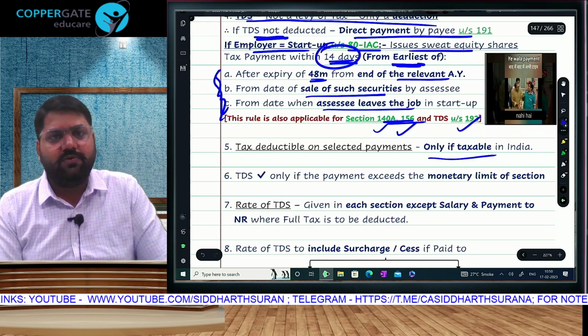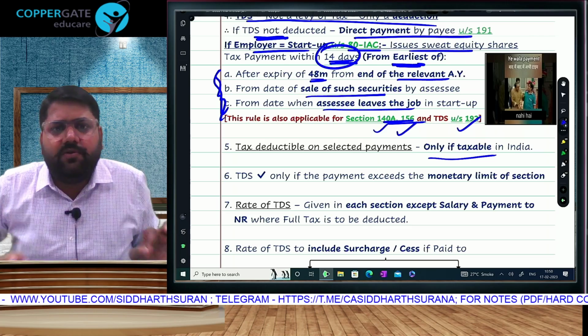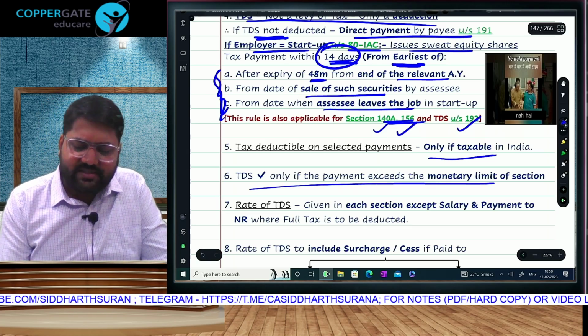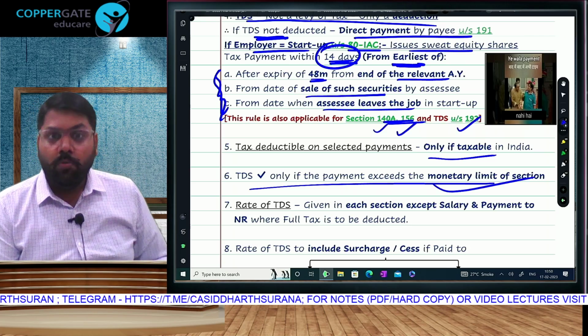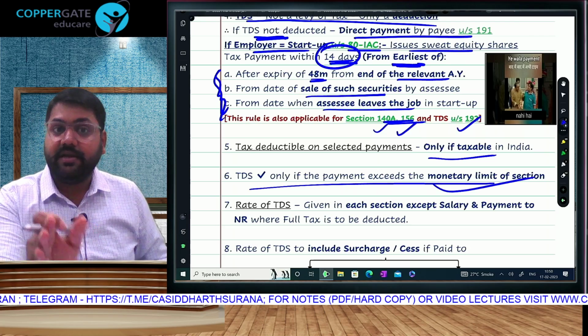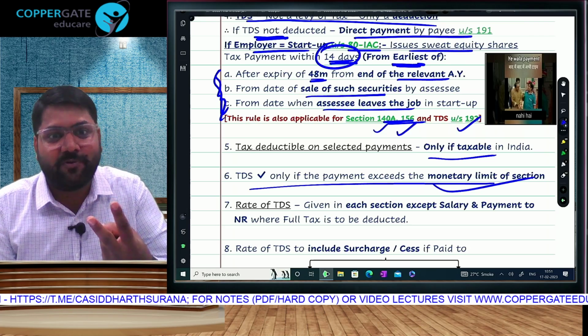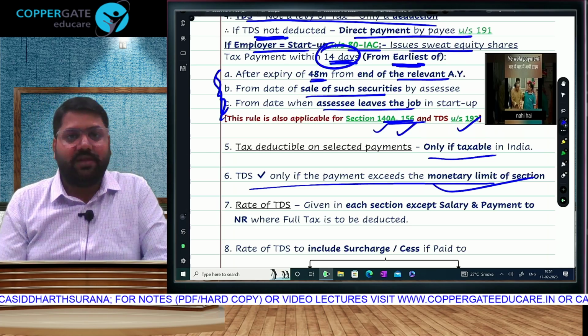Obviously, TDS will apply only if the income is taxable in India, because let me clear in one line, there will be no TDS on exempt income. Only if the income is taxable in India. Every section has the monetary limit. TDS will apply only if it is exceeded. For example, professional fees more than 30,000, then only there will be TDS. If it is less than 30,000, there will be no TDS. Does not mean it is exempt. 20,000 of professional fees is also taxable. 1 rupee is also taxable. TDS will come only if it is more than 30,000.